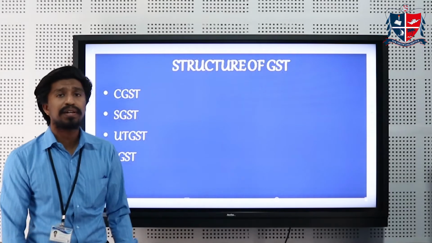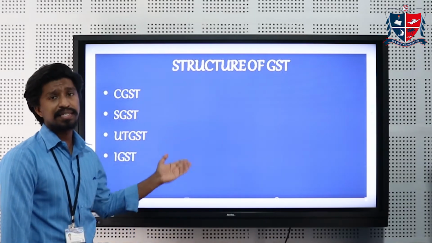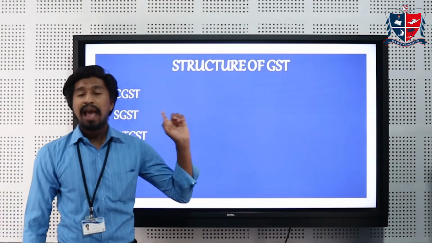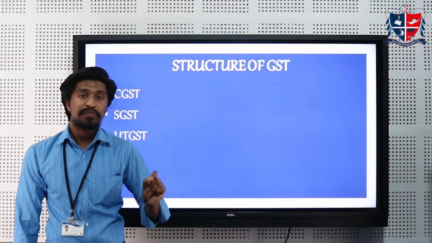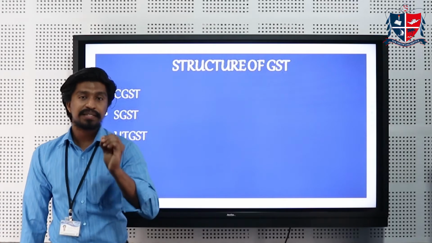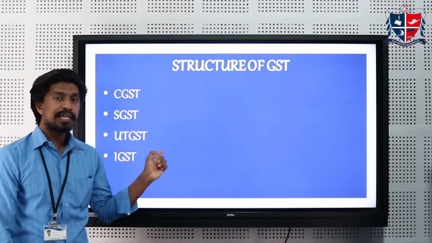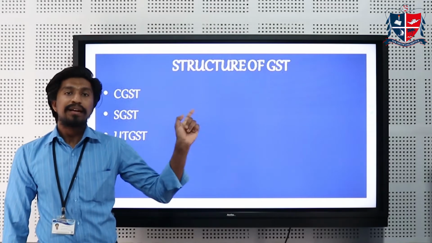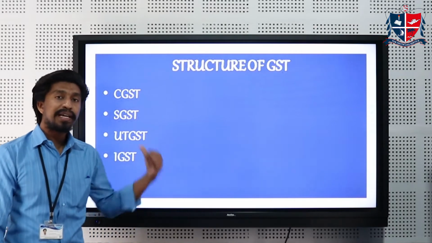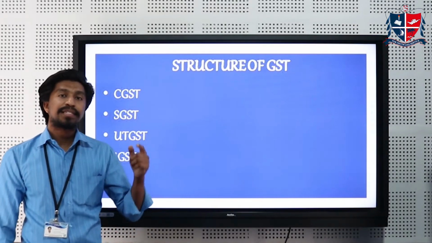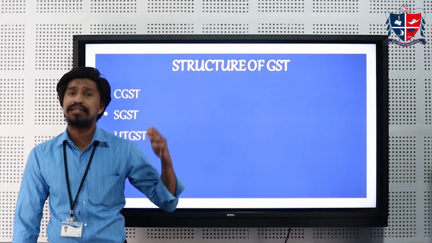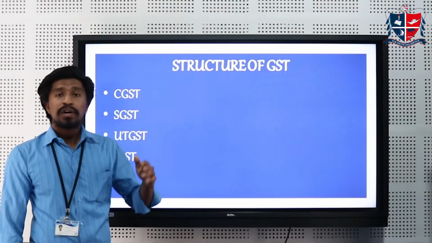So what is the relevance of these four sub-themes, that is CGST, SGST, UTGST and IGST? Look here, CGST and SGST stand for a transaction that takes place within a particular state, that is for intra-state transaction. And UTGST primarily arises where a transaction takes place in a union territory. And IGST arises when a transaction takes place between states. So these are with regard to the structure or the layout of GST. Now we move on to the next session.